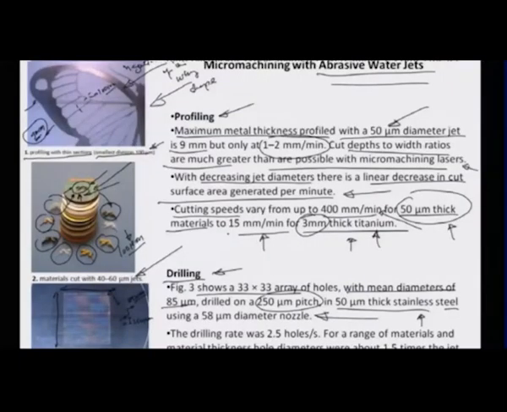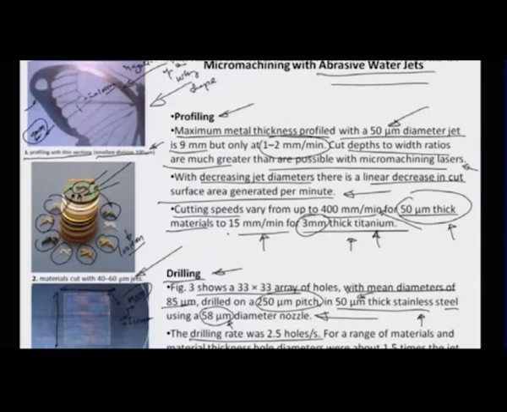So a nozzle size of 58 micron, resulting in a jet of identical size, is creating an 85 micron hole over a 50 micron thickness steel sheet. It is actually amazing capability that water jet machining has shown in this particular example. The drilling rate in this particular case was about 2.5 holes per second. So you can think of the rastering or the scanning rate of the beam in this particular case.